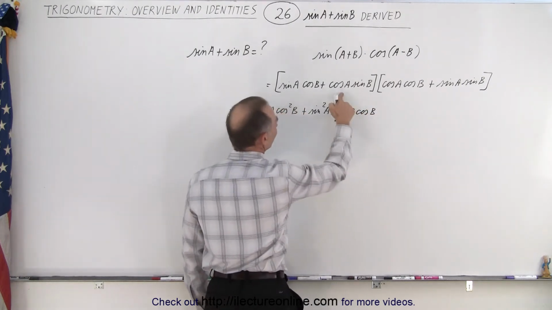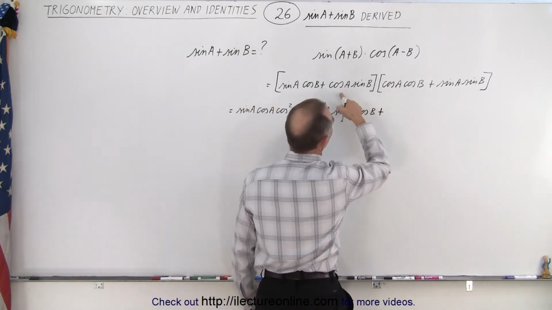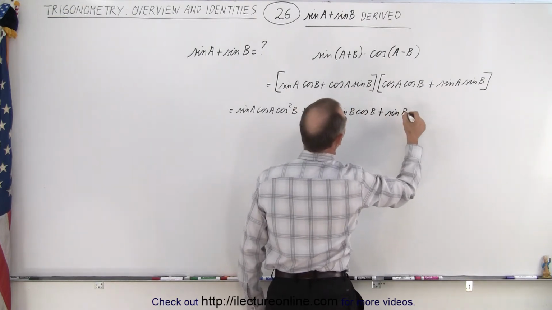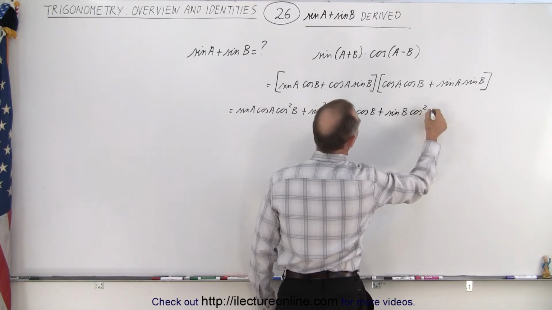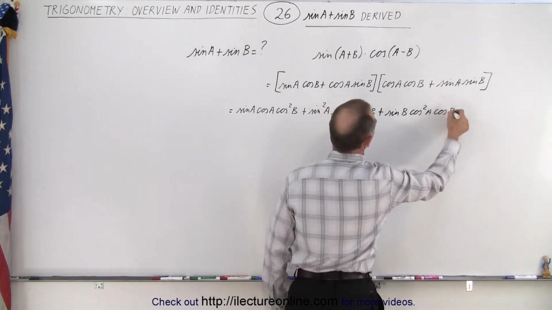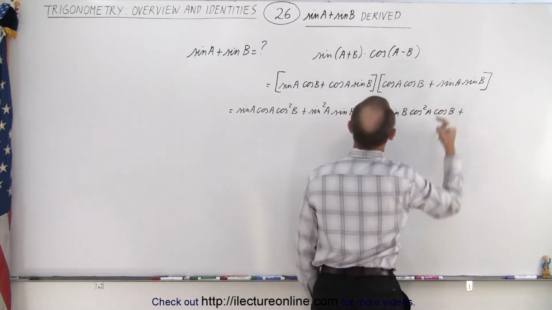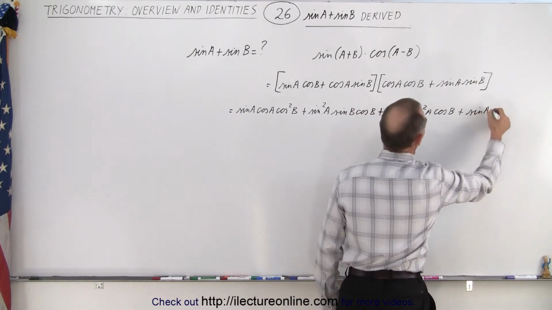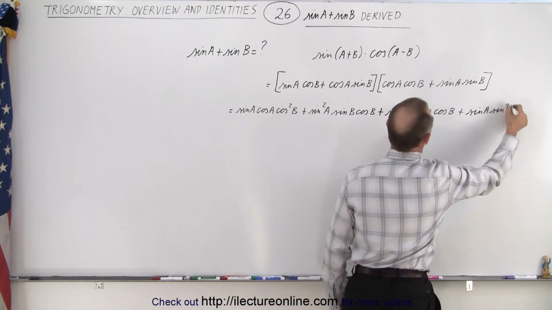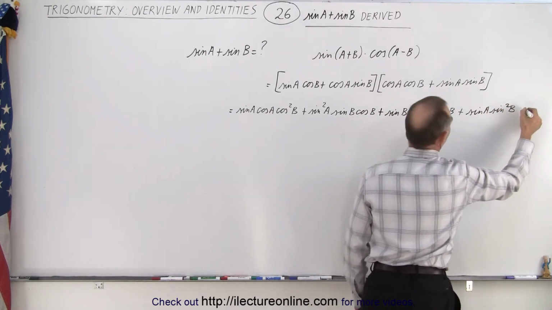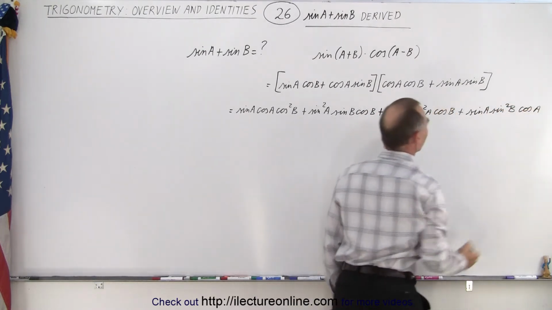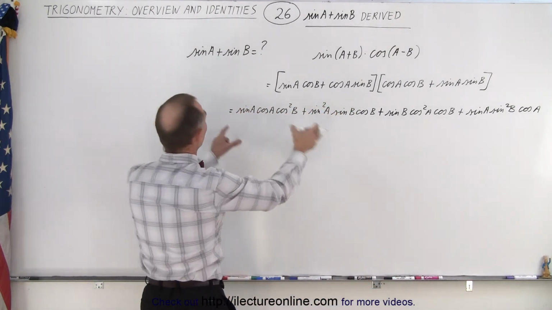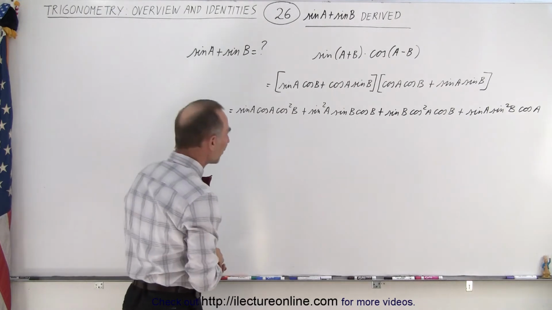All right, now this term times this term, plus sine B cosine square of A cosine of B. And plus this term times this term, we get sine A sine square of B times the cosine of A. All right, so at this point you're starting to wonder, how in the world is this going to equal that? Well, let's keep going and see what happens.